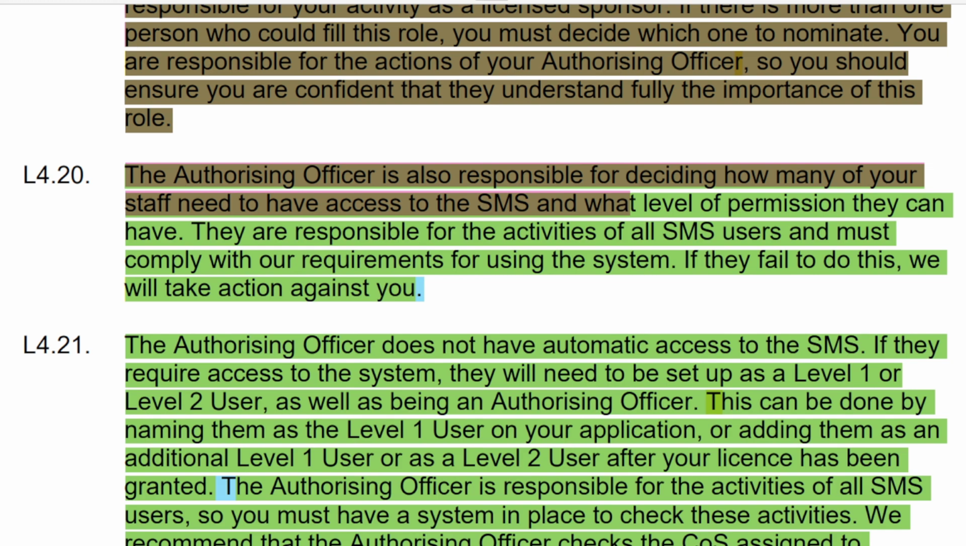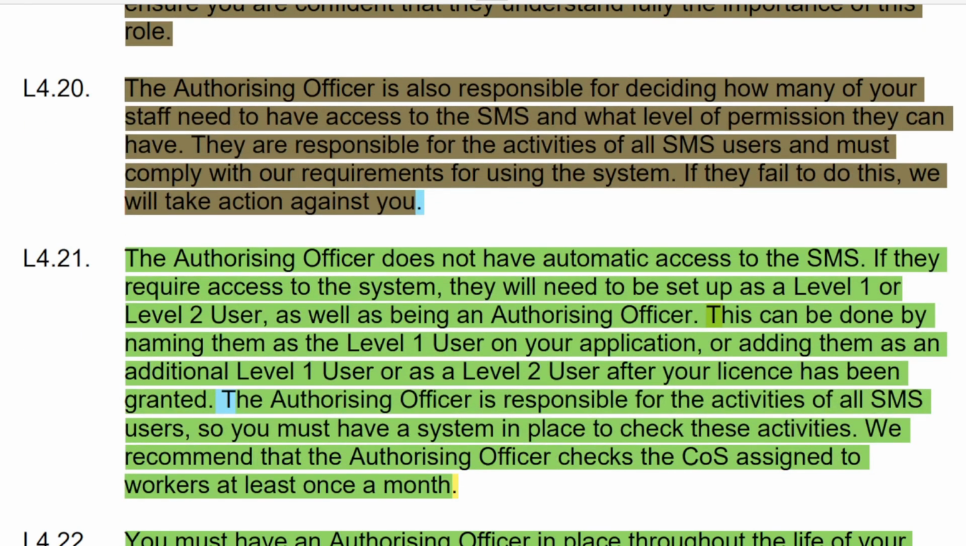SMS system and what level of permission they can have. They are responsible for the activities of all SMS users and must comply with the requirements of using the system. If they fail to do this, we will take action against you. You have nominated the authorizing officer, and your authorizing officer nominates the other users. In case they do not do the activities properly, as mentioned by the Home Office, you will be responsible for that, and the Home Office will take action against you.